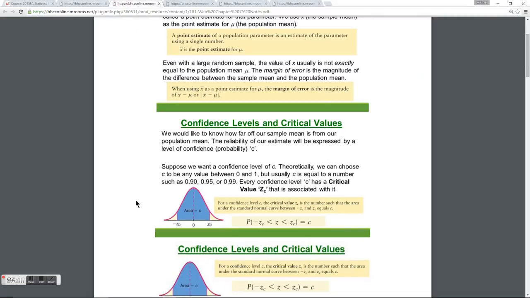Before we do that, we need to understand what a confidence level and a critical value is. I want to consider the normal curve. If I take a look at the normal curve, I could pick out two z values on the normal curve. We'll call them negative zc and positive zc. And there would be some area under the curve in between those two z values. Basically, this blue area right here is the probability that a normally distributed variable would fall between negative zc and zc.